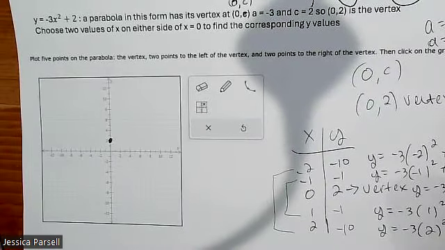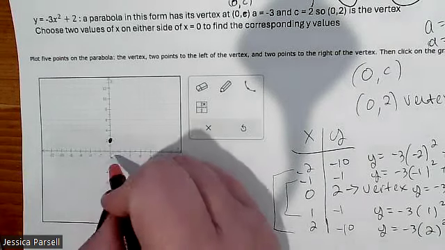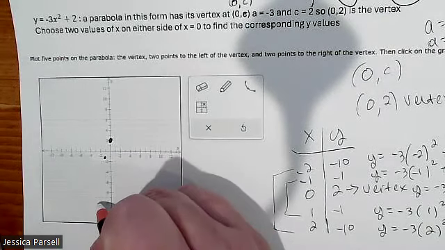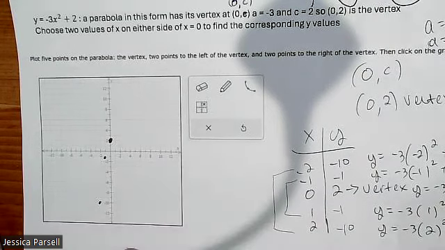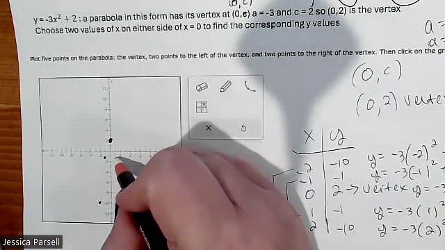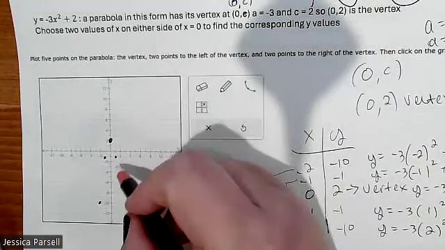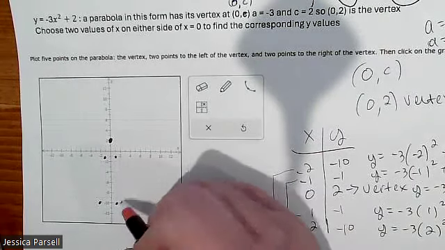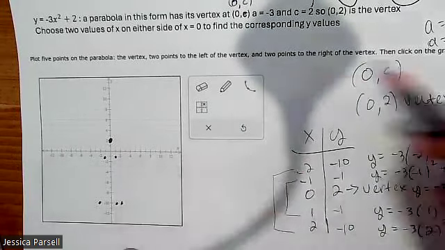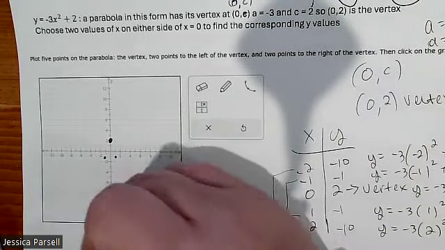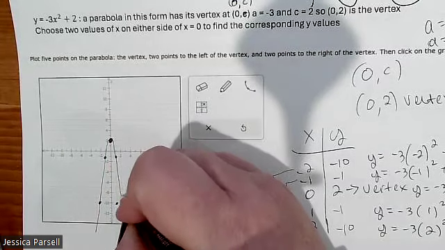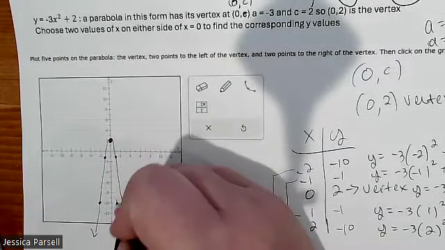So these points. -1, -1 is here, and -2, -10 is down here, and 1, -1 is here, and 2, -10 is here. Actually, it's over here. And then you're going to click on the graph a function button in ALEKS, and when you do that, it will draw your parabola through there. That's a mess up there.